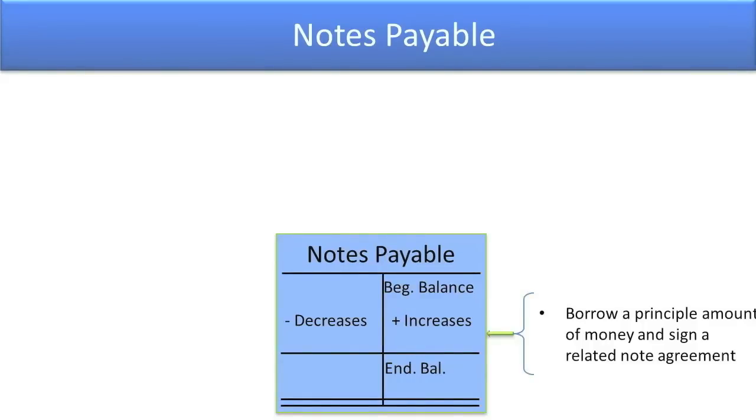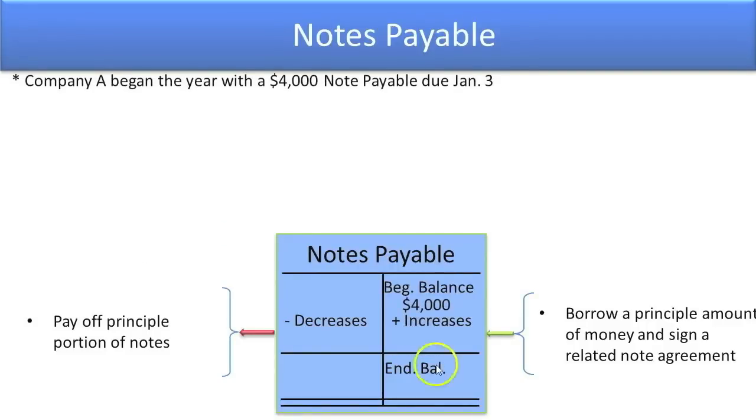Notes payable increase when amounts have been borrowed and a promise to repay has been given. Notes payable decrease when the principal portion of the notes is paid off. Company A began the year owing $4,000 as its beginning balance. This amount is due January 3rd.